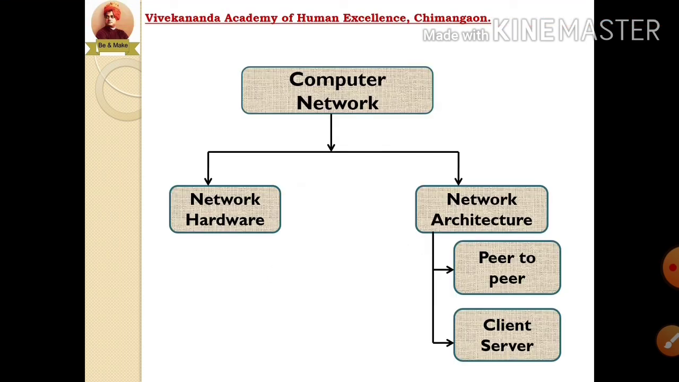Thus, in this part of computer network, we have learned about the different network hardware and the two types of network architecture, that are peer-to-peer architecture and client-server architecture.